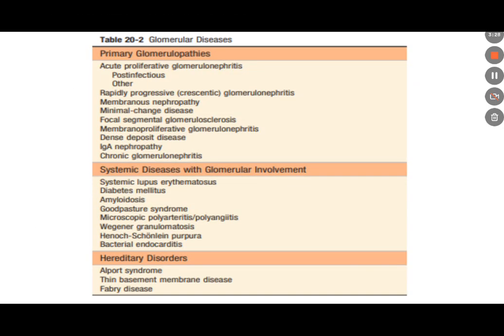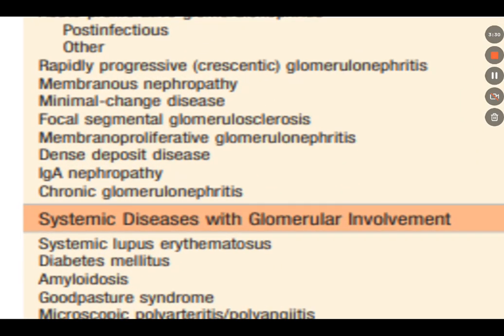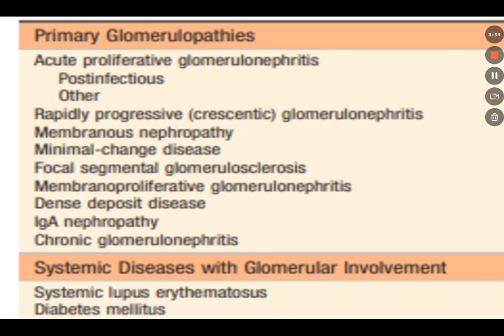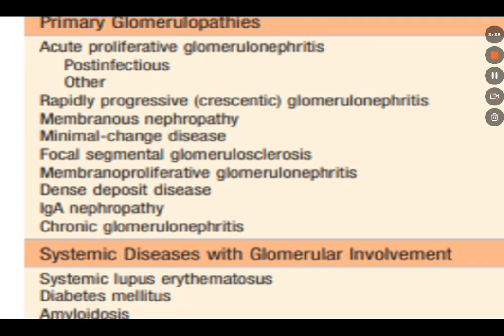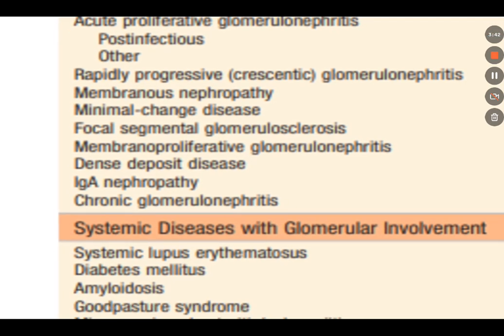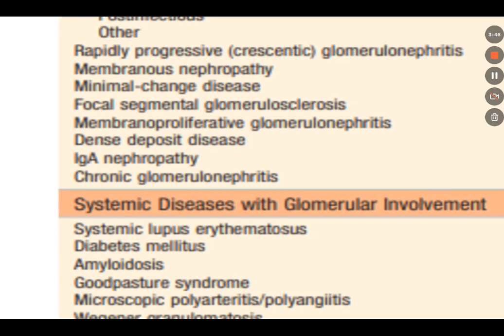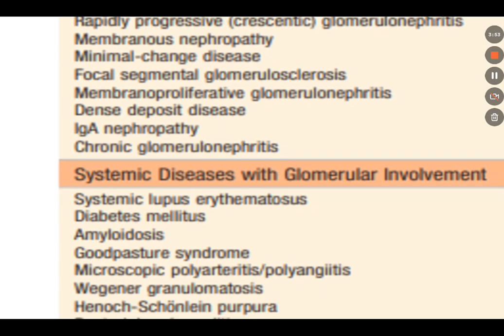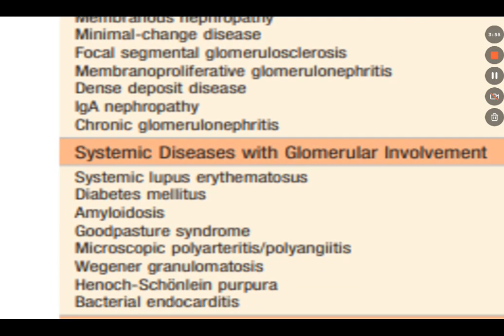Now coming to glomerular diseases, they can be primary glomerulopathies, which are acute post-proliferative glomerulonephritis, which can be post-infective or otherwise. It can be RPGN, rapidly progressive crescentic glomerulonephritis. Then we have membranous nephropathy, minimal change disease, FSGS or focal segmental glomerulosclerosis, membranoproliferative glomerulonephritis, which is MPGN, dense deposit disease, IgA nephropathy, and chronic glomerulonephritis.